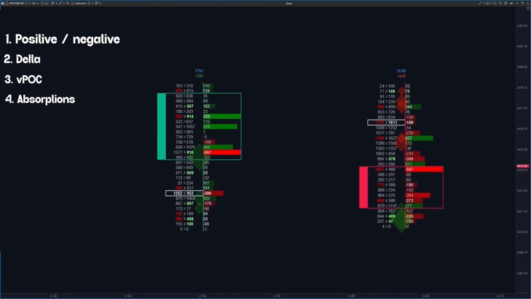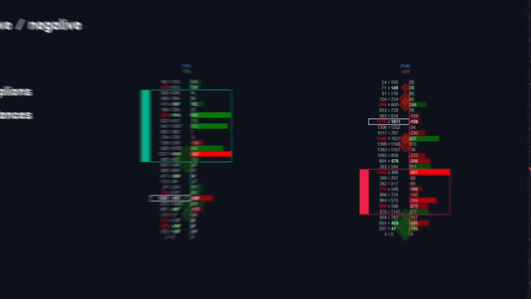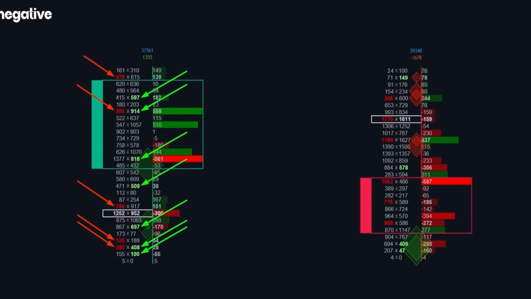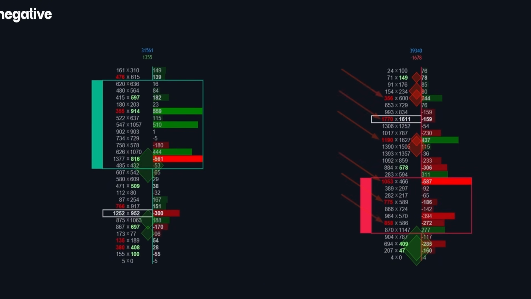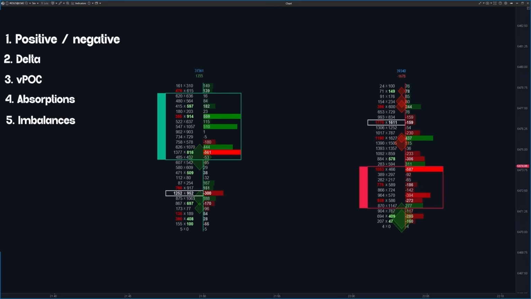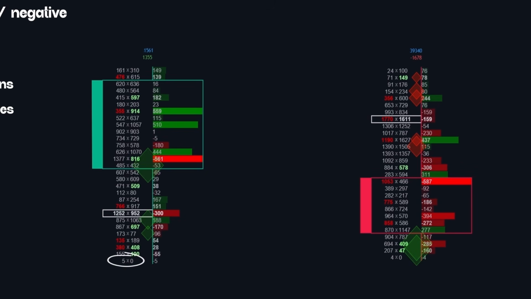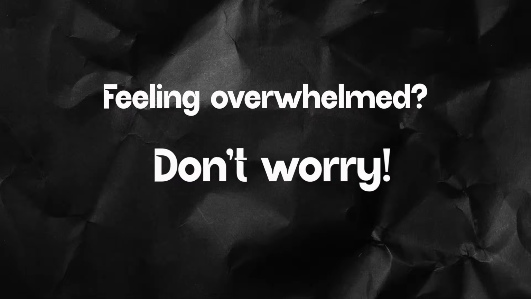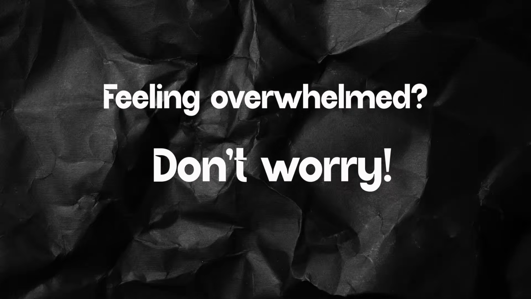And a small bonus, conditions that improve your chances. Imbalances. Green numbers scattered across the footprint show an explosive uptrend. Red numbers, for shorts, show aggressive selling pressure. Zeros at extremes. For longs, a 0 at the very bottom is relevant, like 5x0. For shorts, a 0 at the top. Feeling overwhelmed? Don't worry. We'll now analyze live examples.